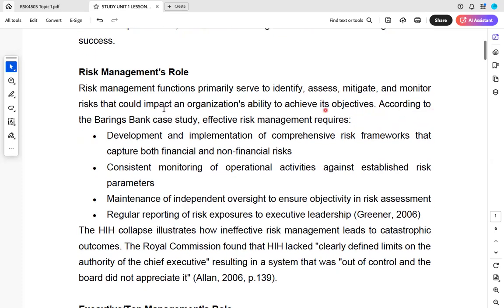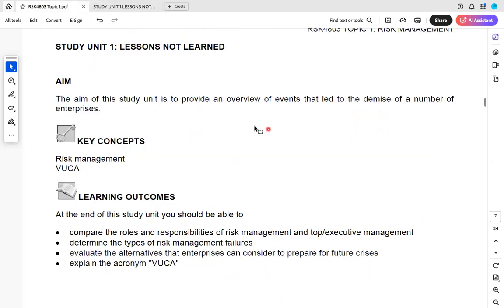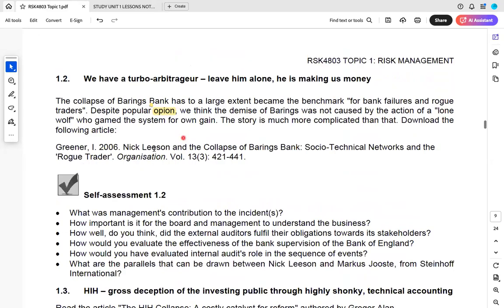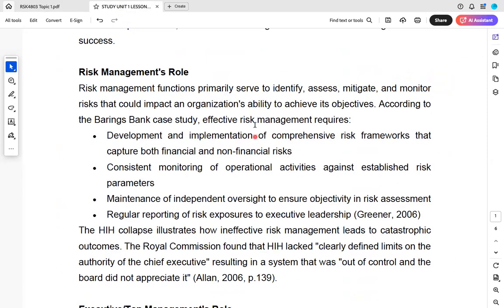And then, according to the Barings Bank case study, so hopefully you read the Barings Bank case study. Barings Bank was one of the oldest banks in the United Kingdom, and it collapsed in 1995 due to one of their traders who was called Nick Leeson. I think it's article number 2. This was due to a trader called Nick Leeson, who did some unauthorized and speculative trading. So it was actually quite an old bank.